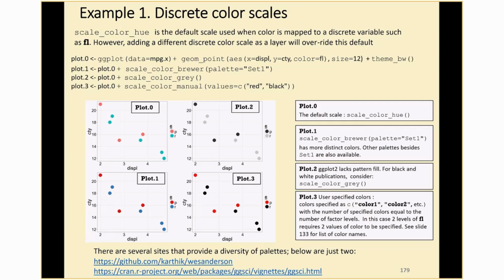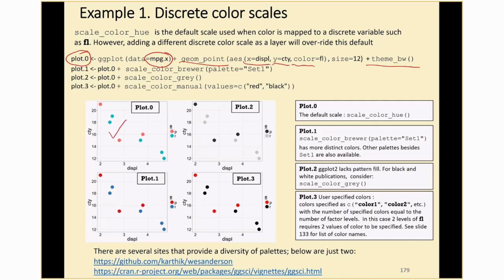And the first example is going to look at scales for discrete colors. So I'm going to make some sort of a plot 0 here. It's based on a data frame that I'm not going to bother showing. And it's a scatter plot with displacement on the x-axis, city mileage on the highway axis, and color mapped onto fuel with theme black and white. And that's essentially the default that I get.